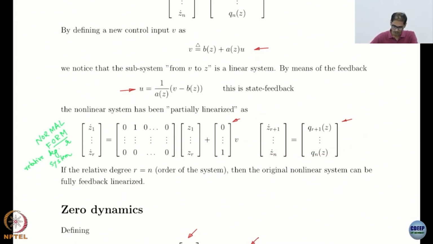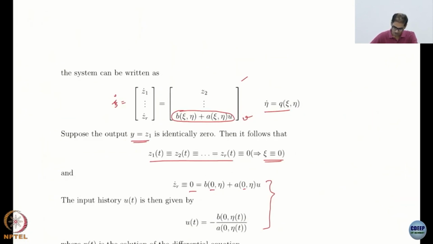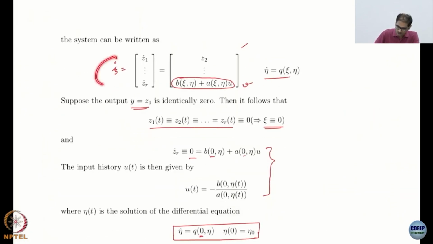But before we do that, we want to define the notion of a zero dynamics. So we are denoting by psi these partially linearized states, which are z1 to zr, and by eta the rest of the states, just for notation's sake. So the psi dot system is again in this integrator form.